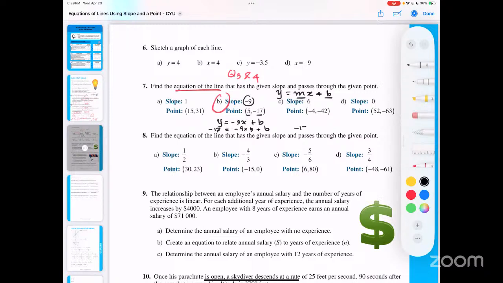So negative 17 is equal to negative 45 plus b. From there, b is equal to negative 17 plus 45. So that is 45 take away 17. 15 take away 7 is 8. 3 take away 1 is 2, which is 28. So therefore, y is equal to negative 9x plus 28, the y-intercept is 28. I understand. Really? Yes. Okay.